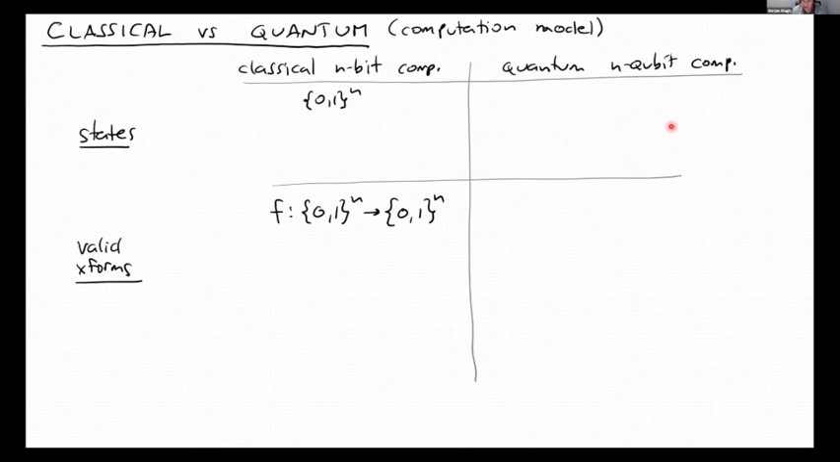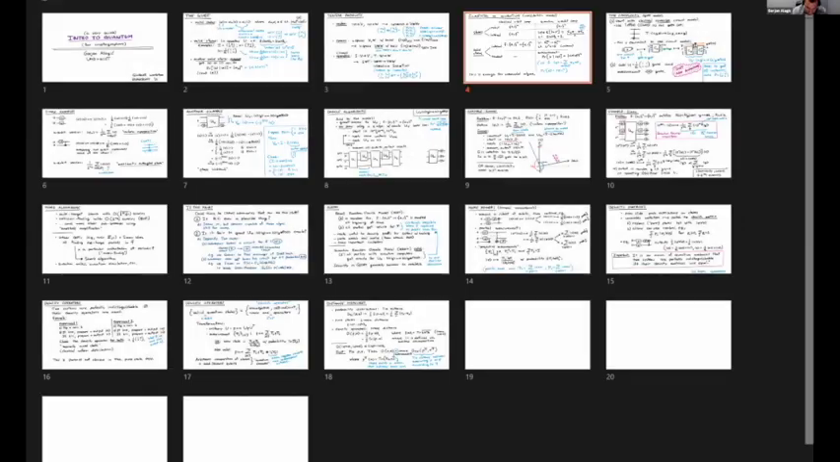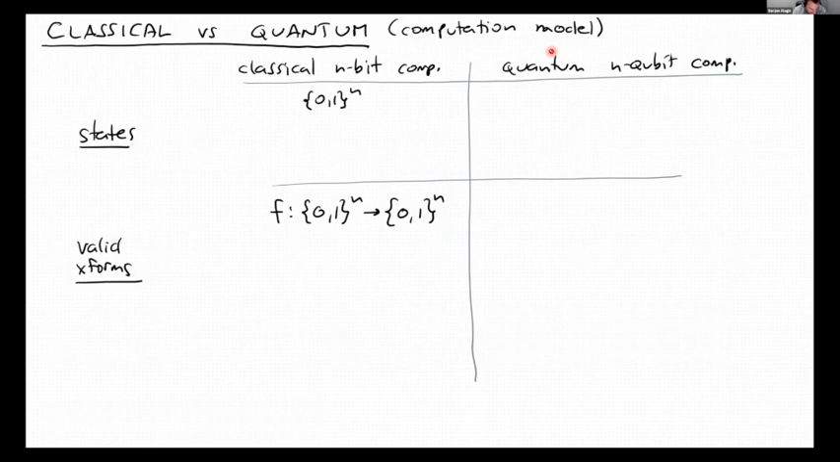Okay, so now that we can use tensor products to build up bigger systems, we can maybe take a step back and take a high-level comparison of classical and quantum computation. It's going to be so high level that a classical computer for me will just be something whose states are bit strings of length n, and whose valid transformations are just arbitrary functions on n bits.